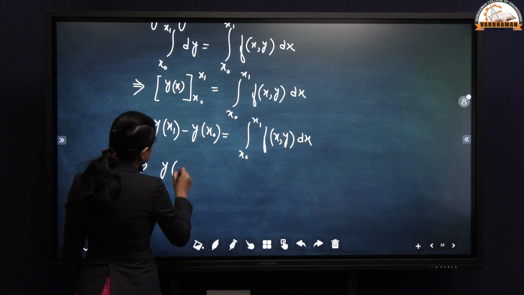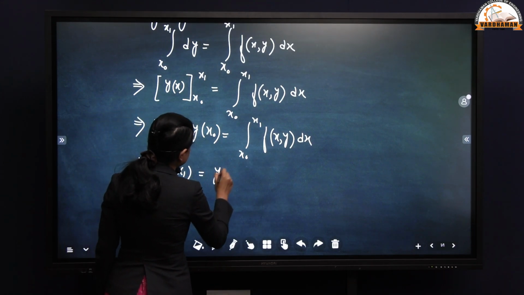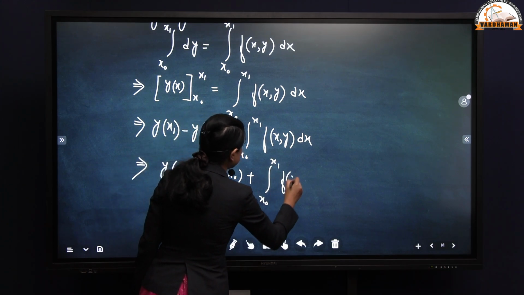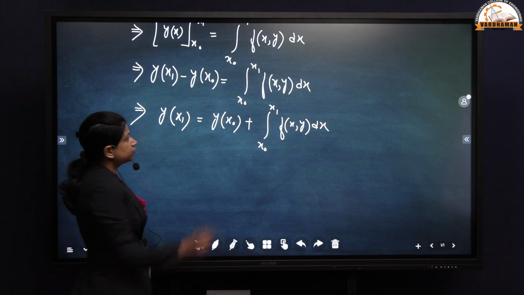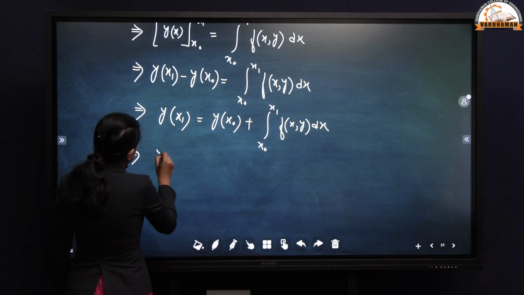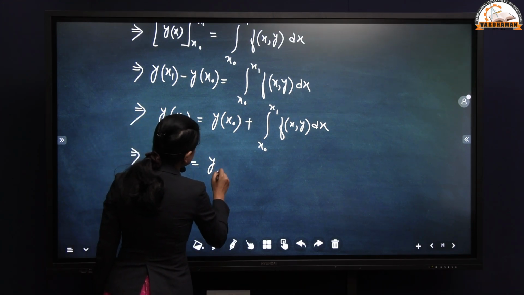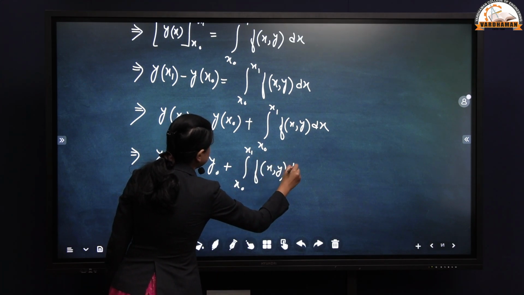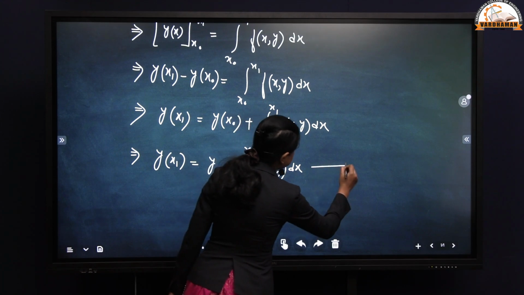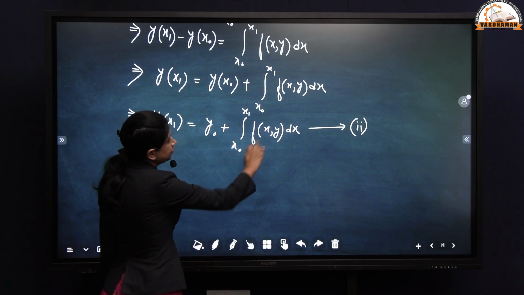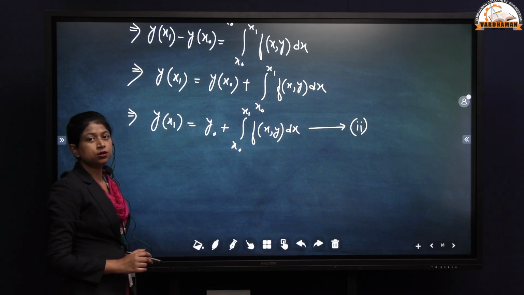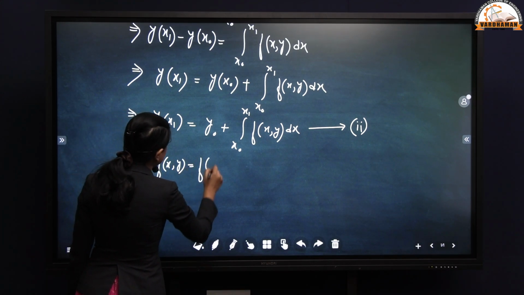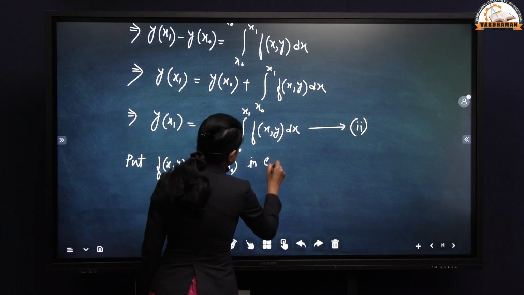Therefore, we will get y of x1 equal to y of x naught plus integration x naught to x1 f of x, y dx. We know that y of x naught is y naught, so we get y of x1 equal to y naught plus integration x naught to x1 f of x, y dx. Let us take this as equation number 2. Now in place of f of x, y, we will put f of x naught comma y naught. Put f of x, y equal to f of x naught, y naught in equation 2.